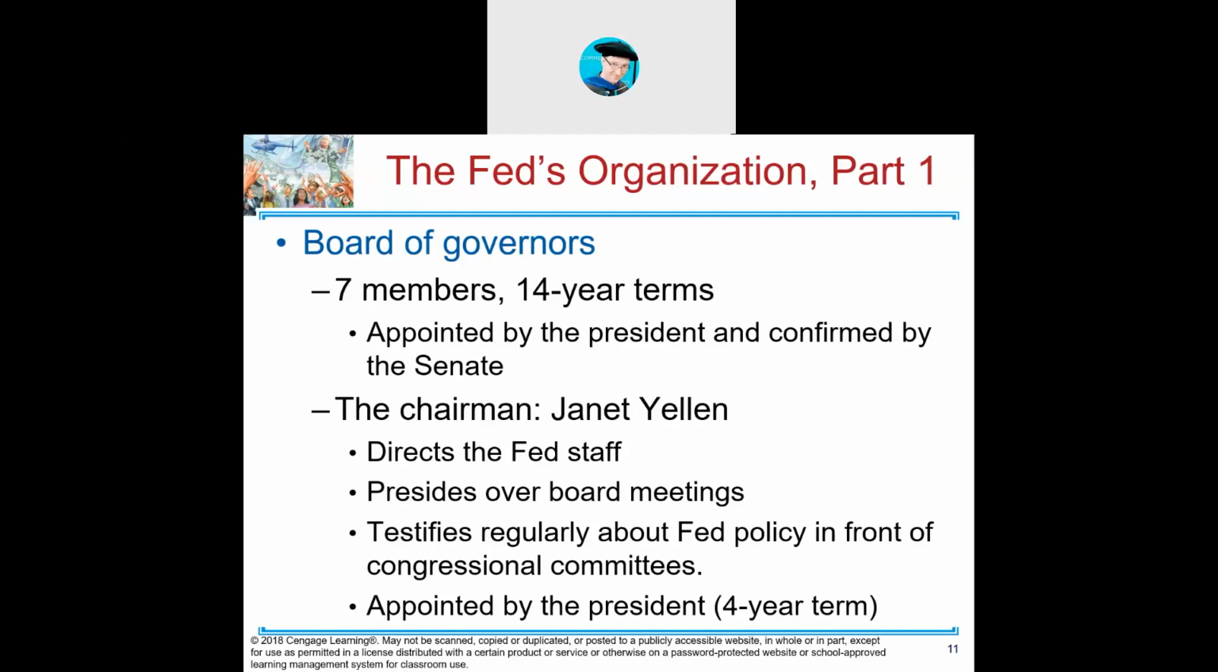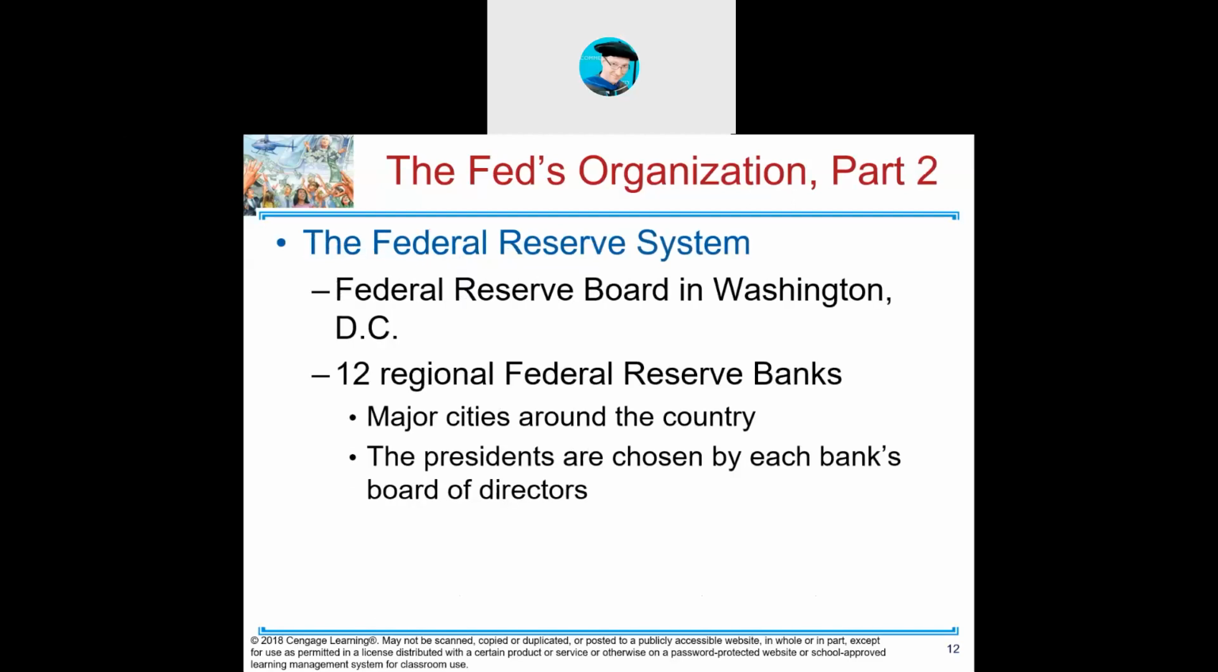Janet Yellen had essentially retired from that position, and Jerome Powell was appointed to that position back in 2019, I think it was, thereabouts. And so that person's responsible for directing the staff that works at the Federal Reserve, overseeing board meetings, and testifying in front of Congress. They're appointed by the president for 4-year terms, and oftentimes those terms are renewed, especially if they're good. They sit in D.C., as you know.